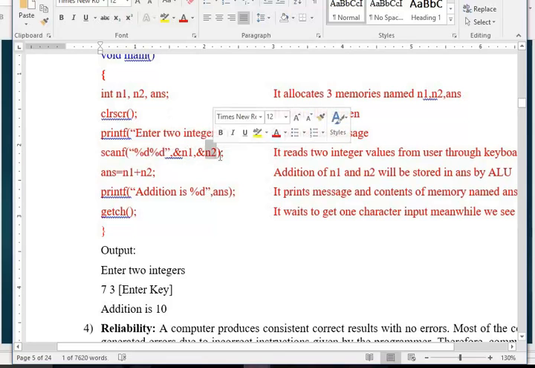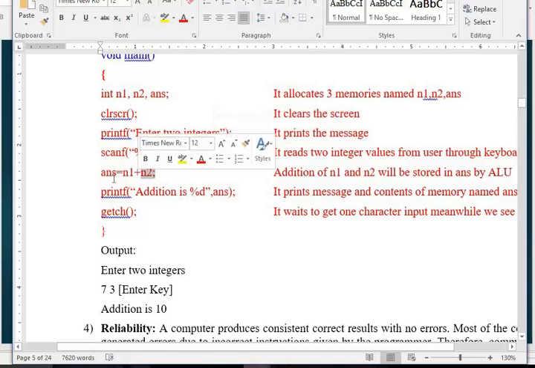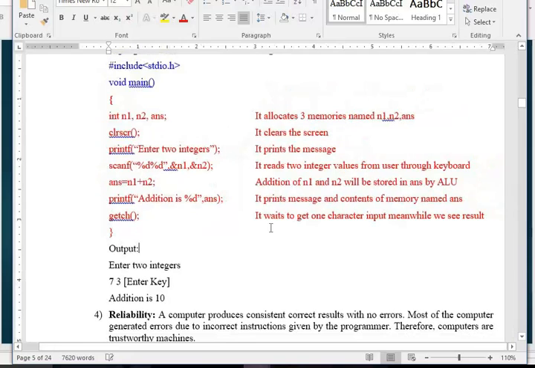Don't worry, I will explain this program once again slowly, not in a hurry, sorry for that. And I make the addition and store it in answer. And I print with the message, addition is available in answer. The machine is waiting. See here, I have written comments also.